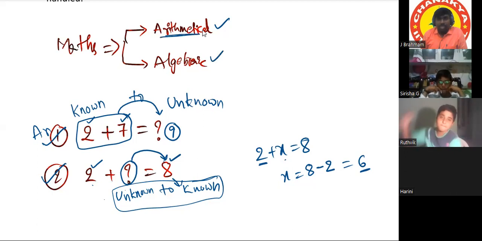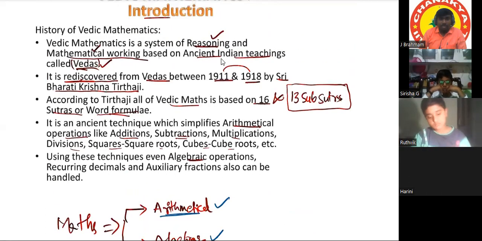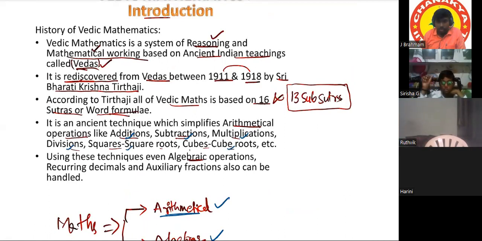Both arithmetical operations and algebraic operations can be done using these Vedic Maths techniques. I have mentioned some arithmetical operations. What are the arithmetical operations we have? Additions, subtractions, multiplications, divisions, squares, square roots, cubes, cube roots, and so on. Along with arithmetical and algebraic operations, we can solve recurring decimals also.